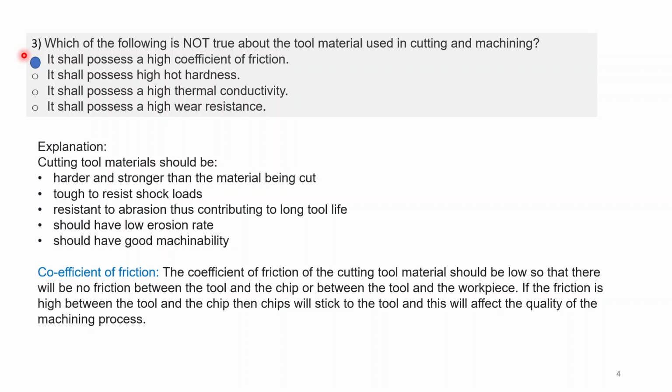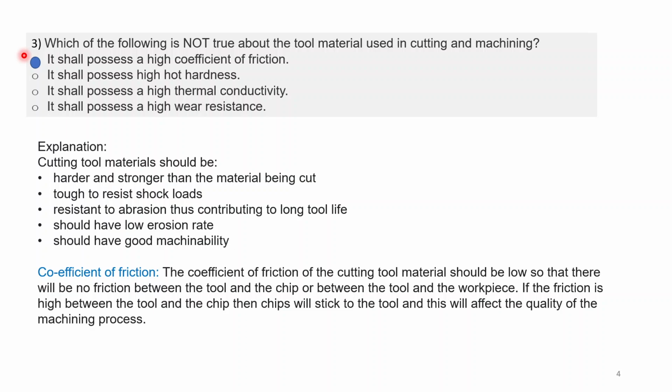Cutting tool materials should be harder and stronger than the material that is being cut or finished, and they should be tough to resist shock loads, so they should have appropriate toughness. They also should be resistant to abrasion, thus contributing to longer tool life.